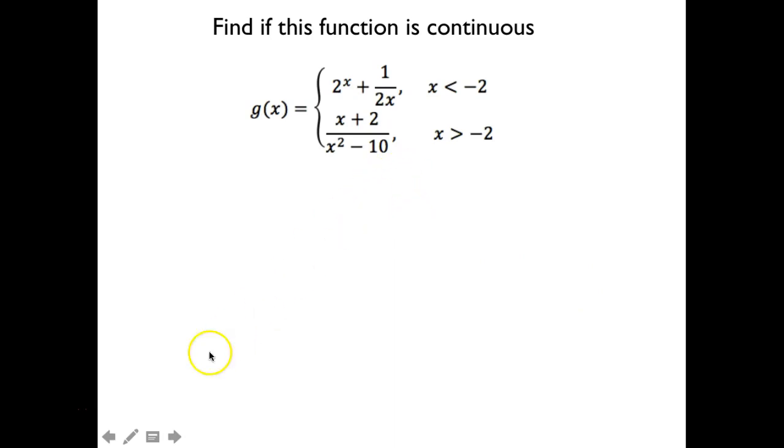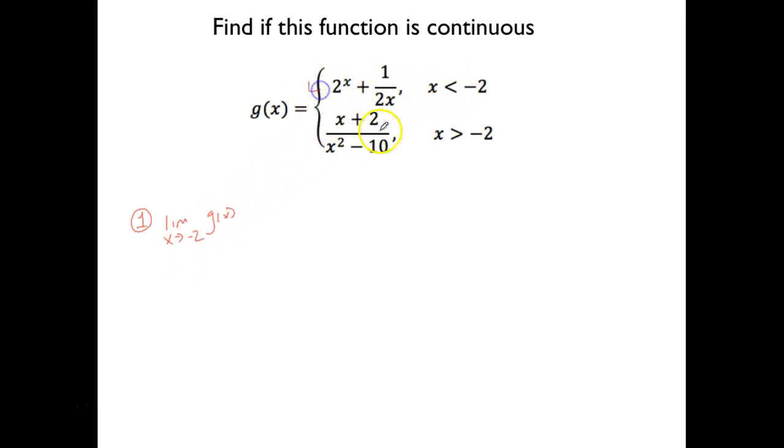Okay, find out if this function is continuous or not. Okay, let's do this. Start at step 1. The limit as x approaches -2 of g of x. Okay, we're going to check from the left and the right.